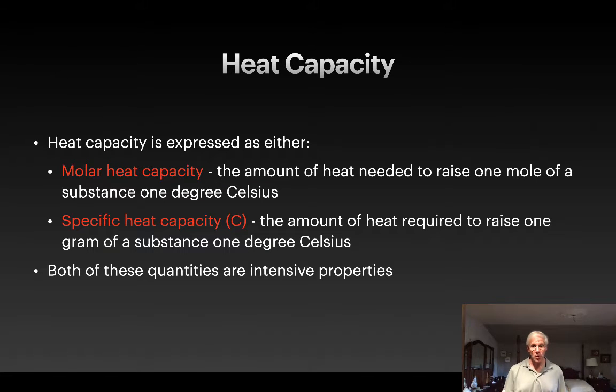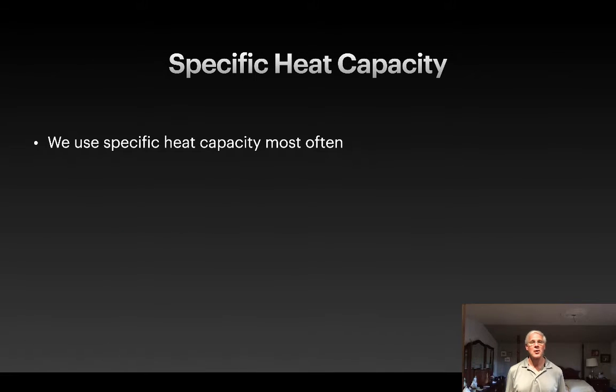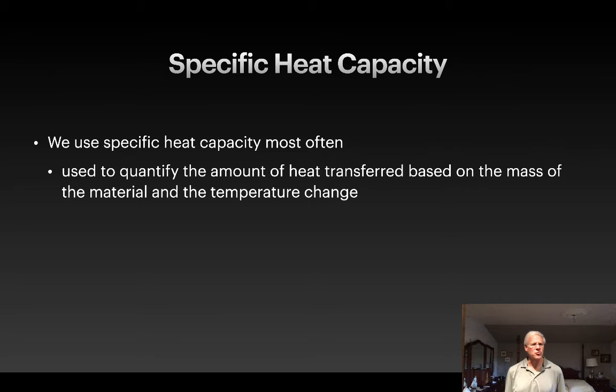If you have more than 1 gram or more than 1 mole or less, then you just adjust the amount of heat needed for the amount of material that you have. And we'll see an equation to do that here in just a little bit. We use that specific heat capacity most often, as I mentioned. We don't use molar heat capacity very often. So again, we use that specific heat capacity to quantify, and that means assign a number to, the amount of heat transferred based on the mass of the material and the temperature change either observed or that we want to see.